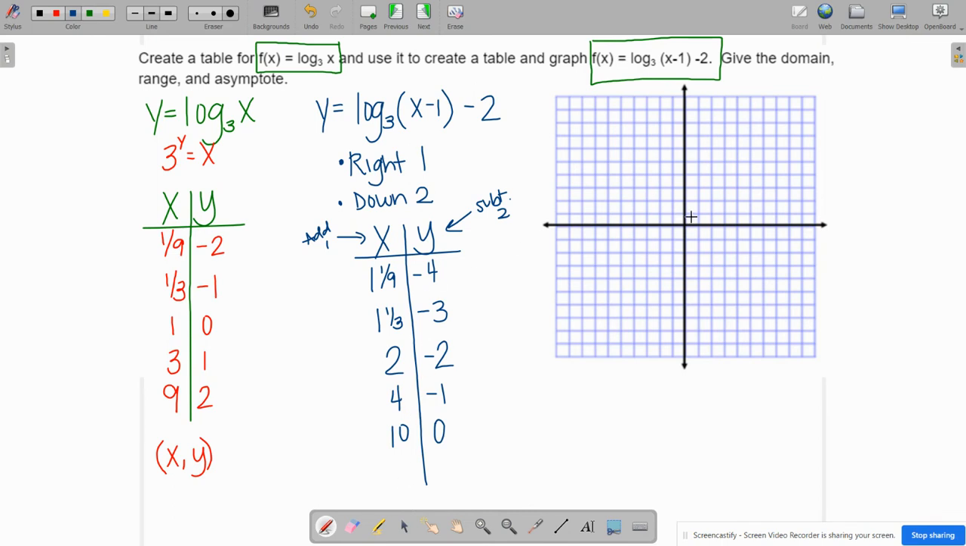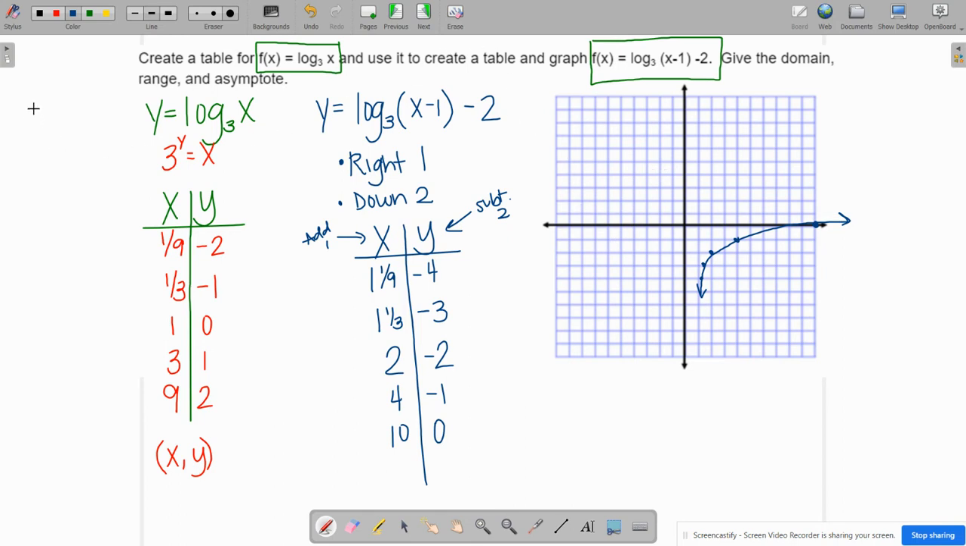So if we were to plot these points, still again, x comma y, so 1 and 1/9 would be about here. And then that's negative 4. So here's your first point there. 1 and 1/3, negative 3 would be about here. 2, negative 2. 4, negative 1. And 10, 0. So we can see that this graph would look something like this.